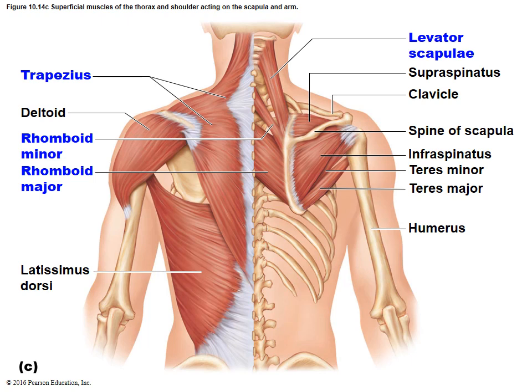And then you also see the rhomboids. The rhomboid muscles come in a minor and a major form. Collectively, the rhomboids will also elevate the scapula, so lift it up. As you can see, the trapezius muscle is the superficial muscle that covers up both the levator scapula and the rhomboid muscles underneath.